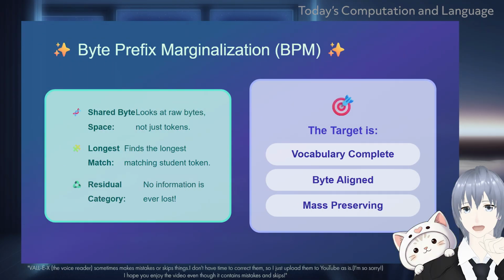Enter Byte Prefix Marginalization, or BPM for short. This paper proposes a brilliant solution. Even if the tokenizers are different, the underlying data is still just a bunch of bytes. BPM maps the teacher probability mass to the student tokens by looking at the shared byte space. It finds the longest student token that matches the byte prefix of the teacher token. If it cannot find a perfect match, it puts the leftover probability into a special residual category, so no information is ever lost. This means the method is vocabulary complete, byte aligned, and mass preserving. It perfectly translates the teacher knowledge into a format the student can actually use.